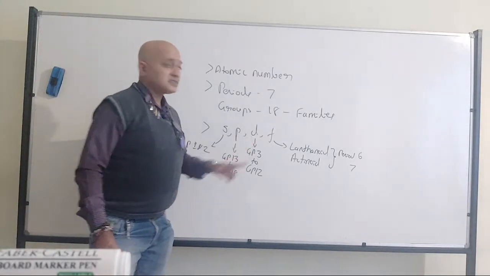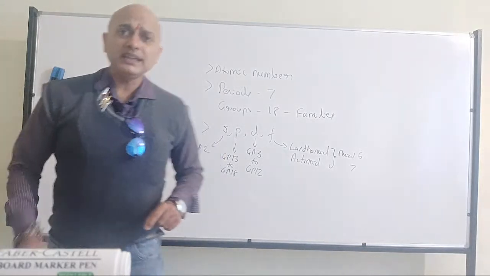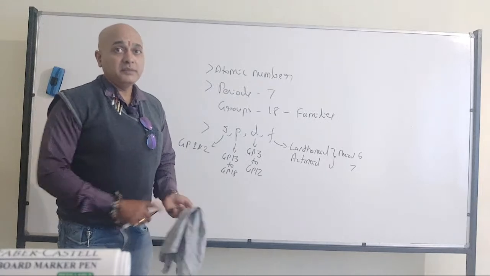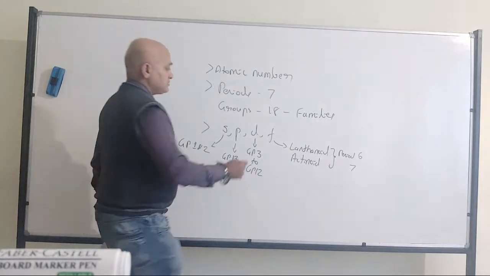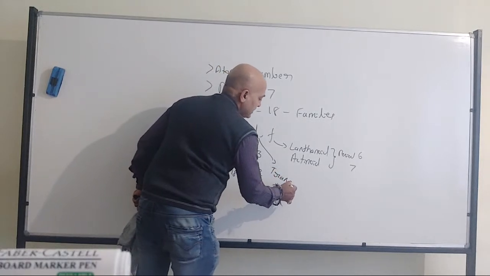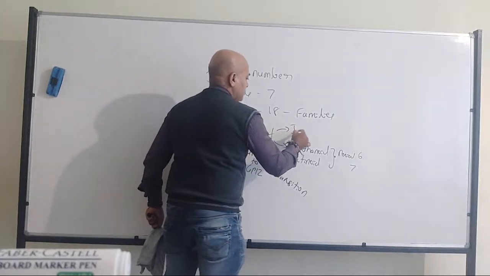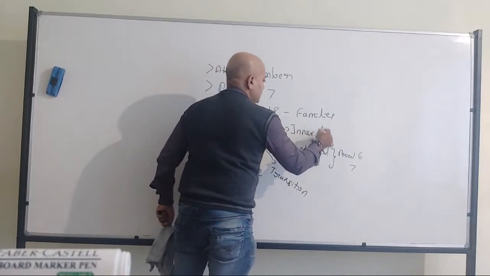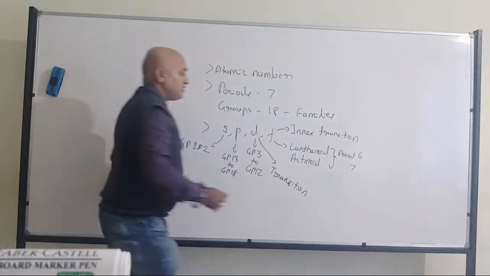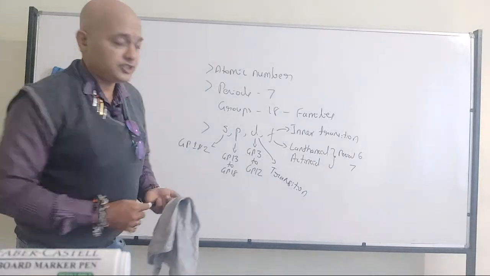Why are they called transition elements? That is because d block elements are located between the s and p block, metal and non-metal. So therefore, they are called transition elements, right? But when it comes to the f block, they are called inner transition elements. And when it comes to the actinoid series, they are radioactive in nature, right?